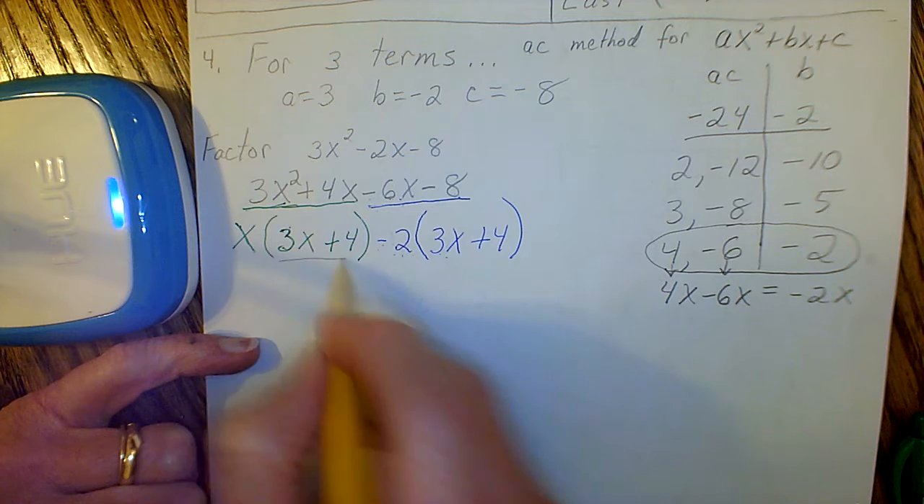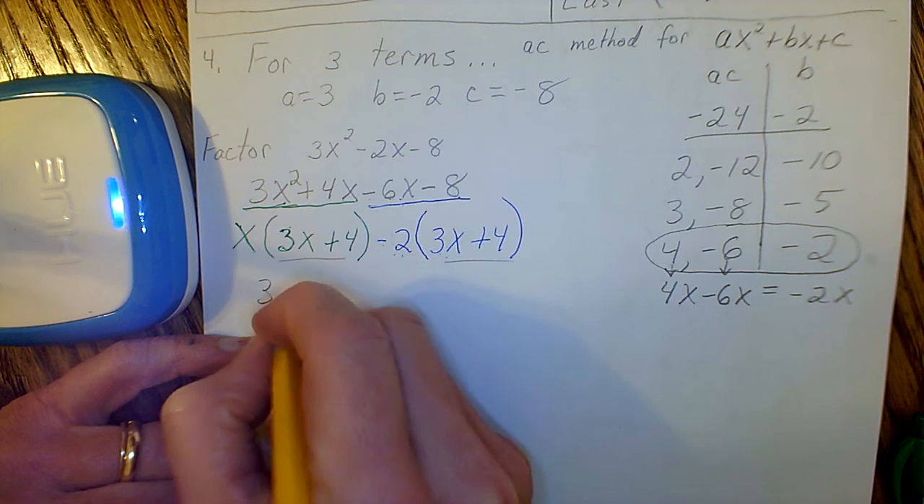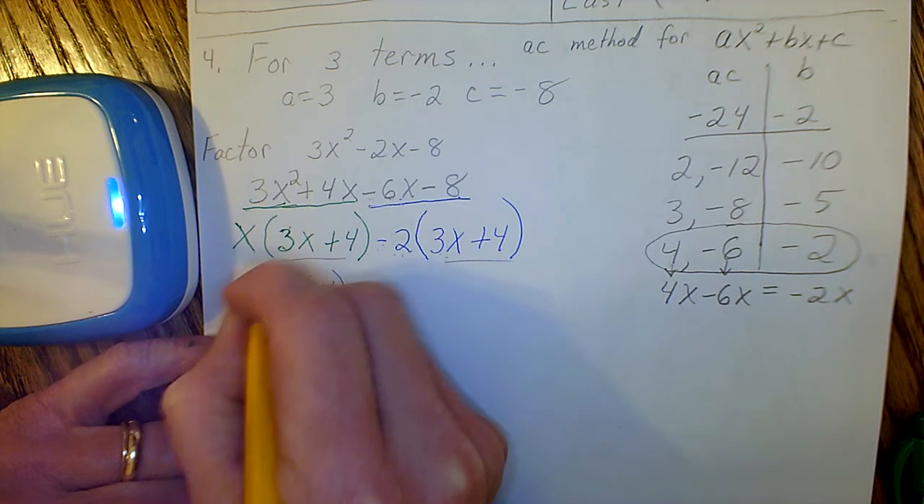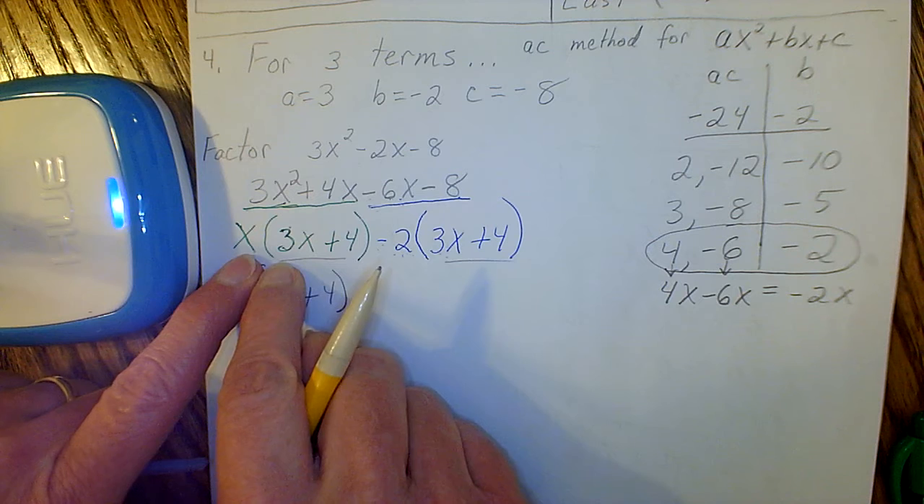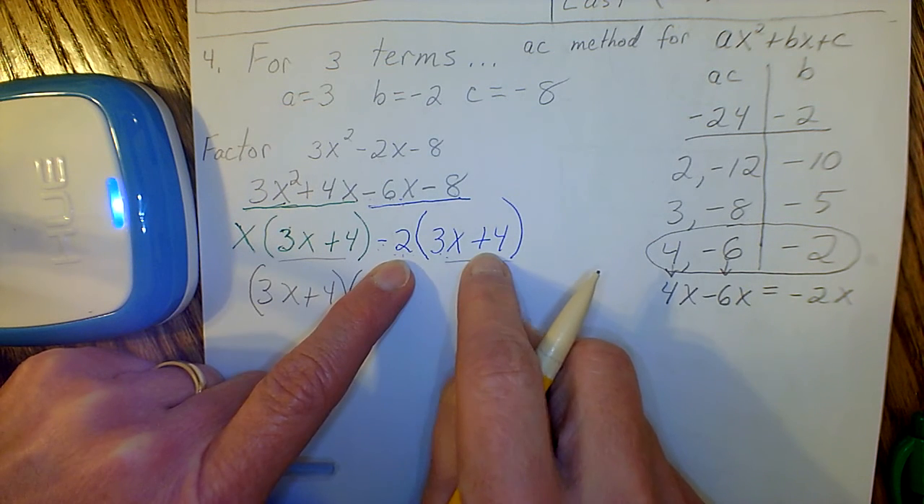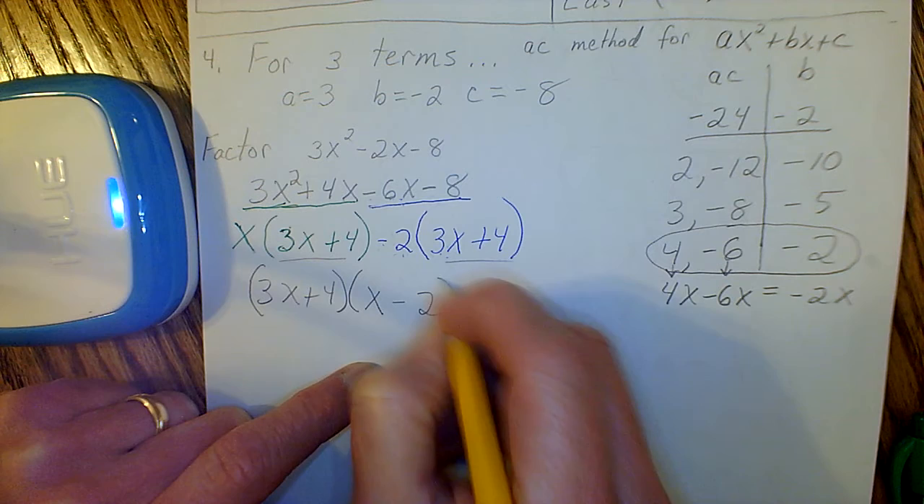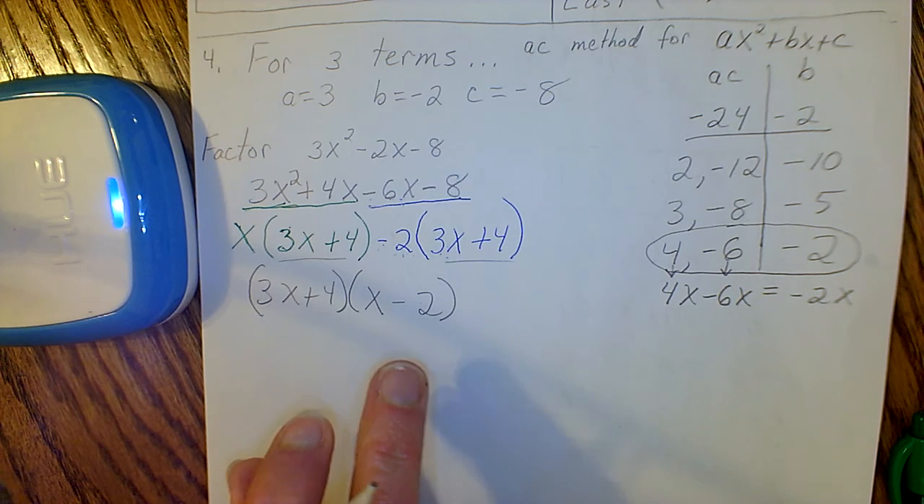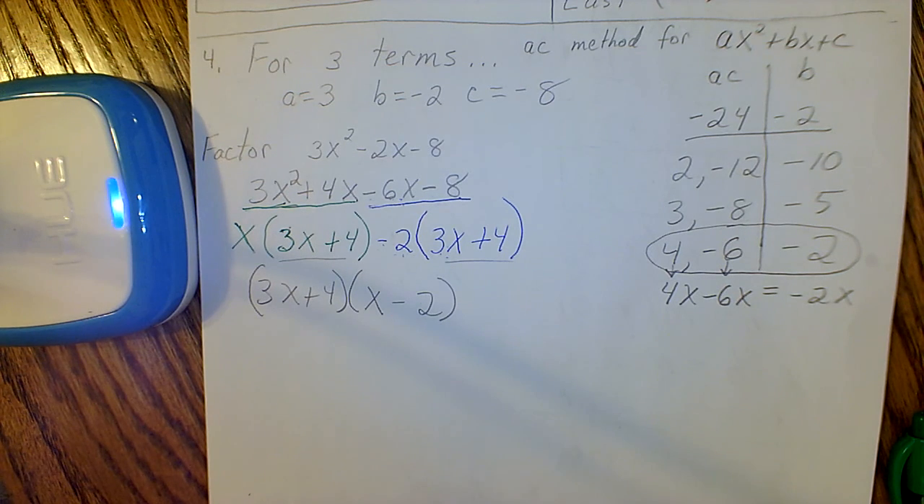They both have 3x plus 4. That means we can factor out 3x plus 4. What did we multiply times 3x plus 4 here? It was an x. What did we multiply times 3x plus 4 here? It was a minus 2. And that's an example of how you would use the AC method.